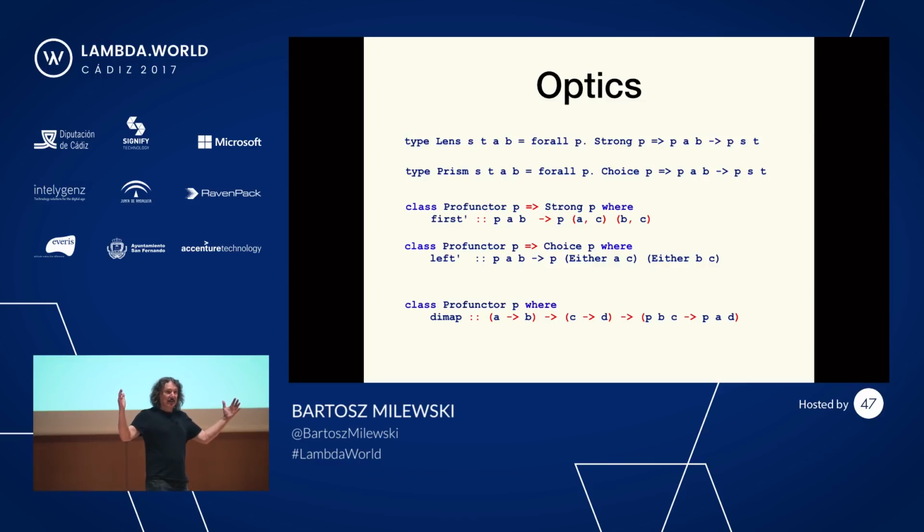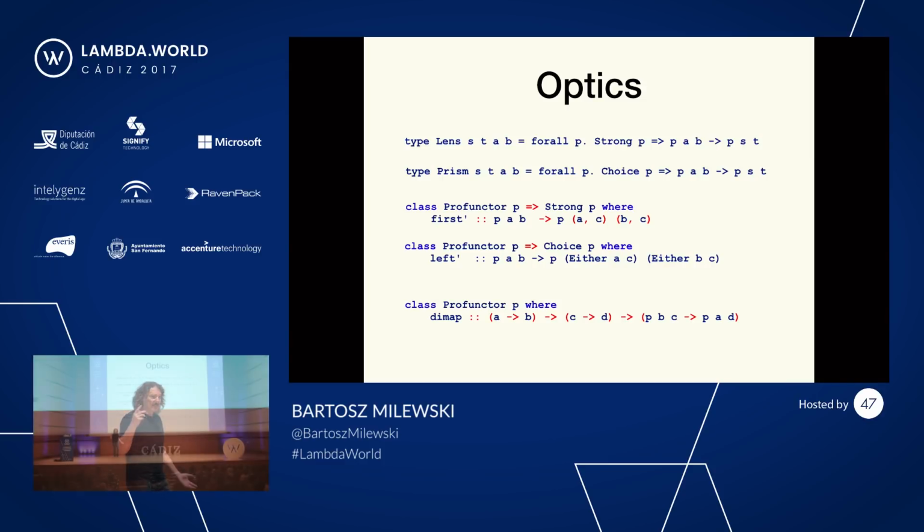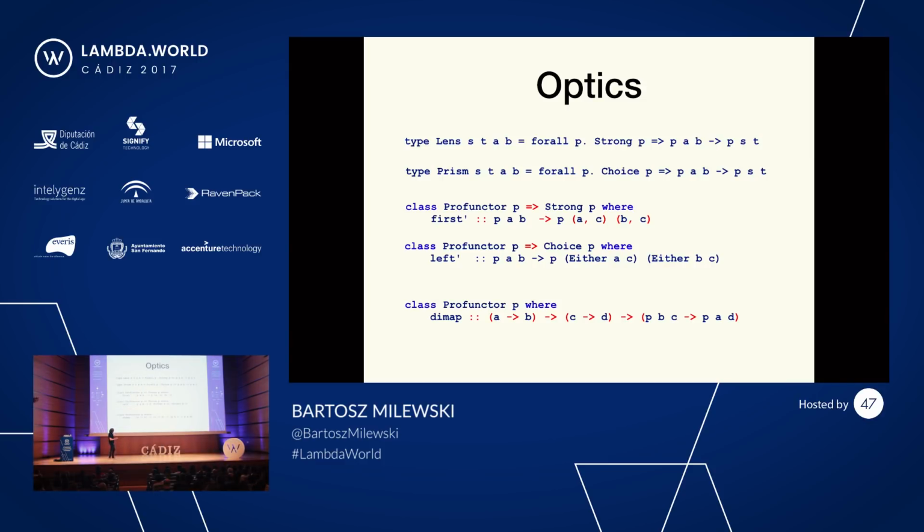So a lens just gives you a view into a sub-object of some object. If you compose it with another lens, it will give you a sub-object of the sub-object, and so on. You can go as deep as you want, telescoping into a data structure. A prism is almost identical, except that it has different constraints. It's called Choice. And here I wrote these two constraints.